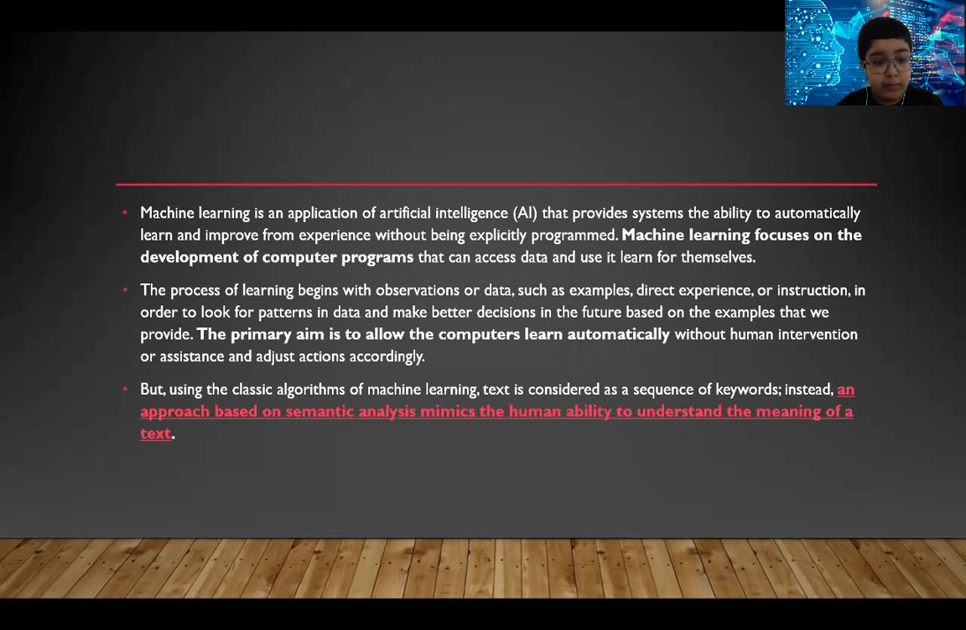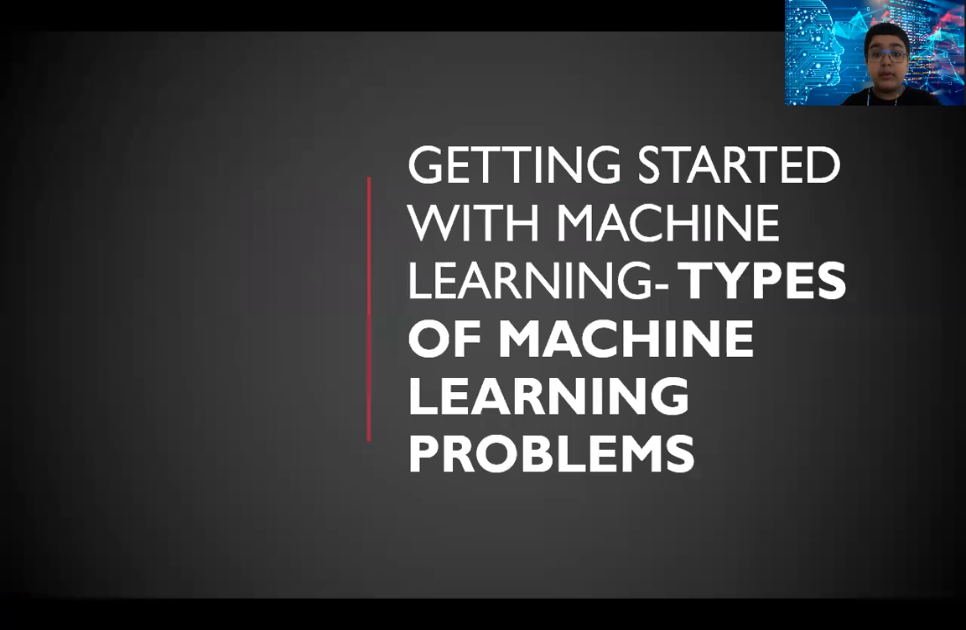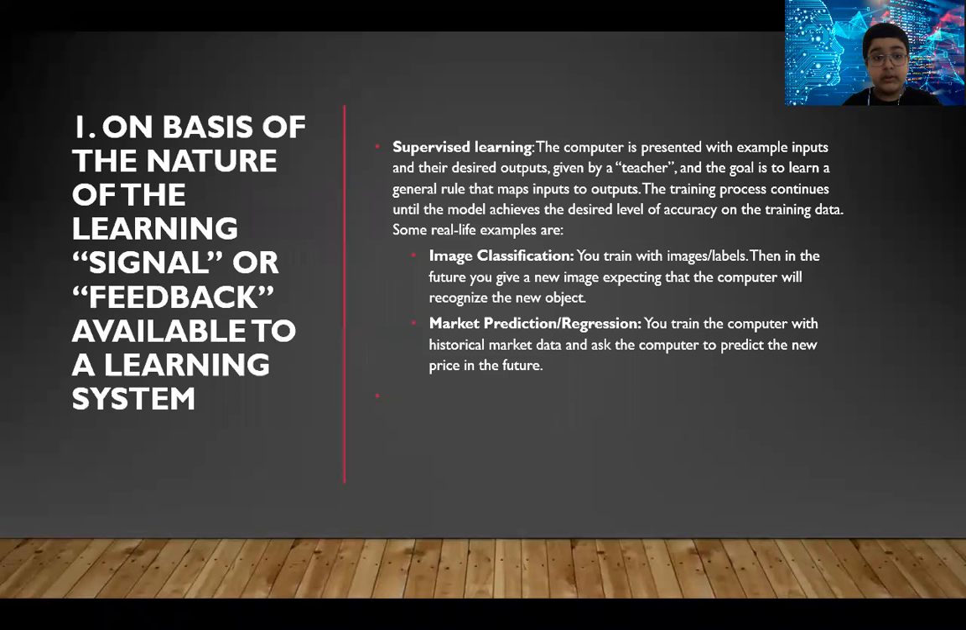accordingly. But using the classic algorithms of machine learning, text is considered as a sequence of keywords. Instead, an approach based on semantic analysis mimics the human ability to understand the meaning of a text. Getting started with machine learning, types of machine learning and problems.